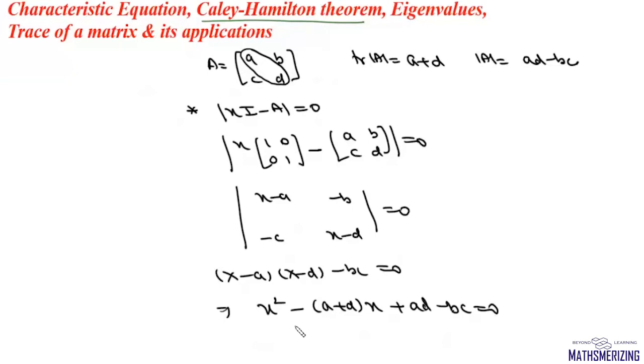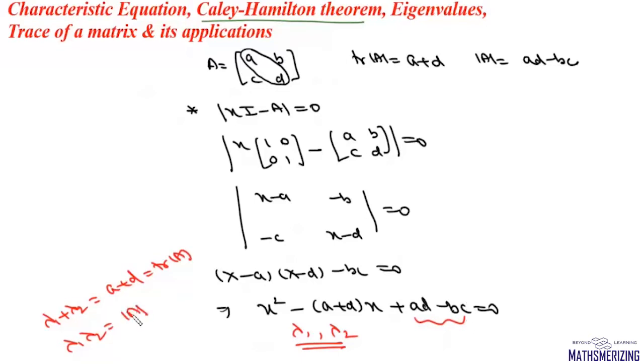Now it's a quadratic equation whose roots are, say, lambda 1 and lambda 2, which are the eigenvalues for this matrix. Now we find the sum of roots, lambda 1 plus lambda 2, and it is equal to a plus d, which is nothing but the trace of this given matrix A, and we'll find the product of roots, lambda 1 into lambda 2, which is ad minus bc, which is nothing but the determinant of A. So the sum of eigenvalues is nothing but the trace of the matrix, and the product of eigenvalues is the determinant of the matrix.